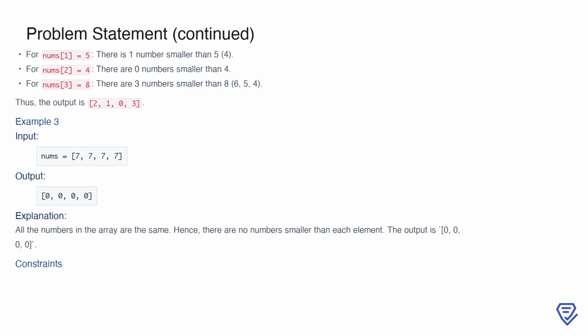Now consider a third example where all the numbers in the array are the same. If the input is 7, 7, 7, 7, the output is 0, 0, 0, 0, because there are no numbers smaller than any of the elements. This demonstrates that when all elements are identical, the result will always be an array of zeros.